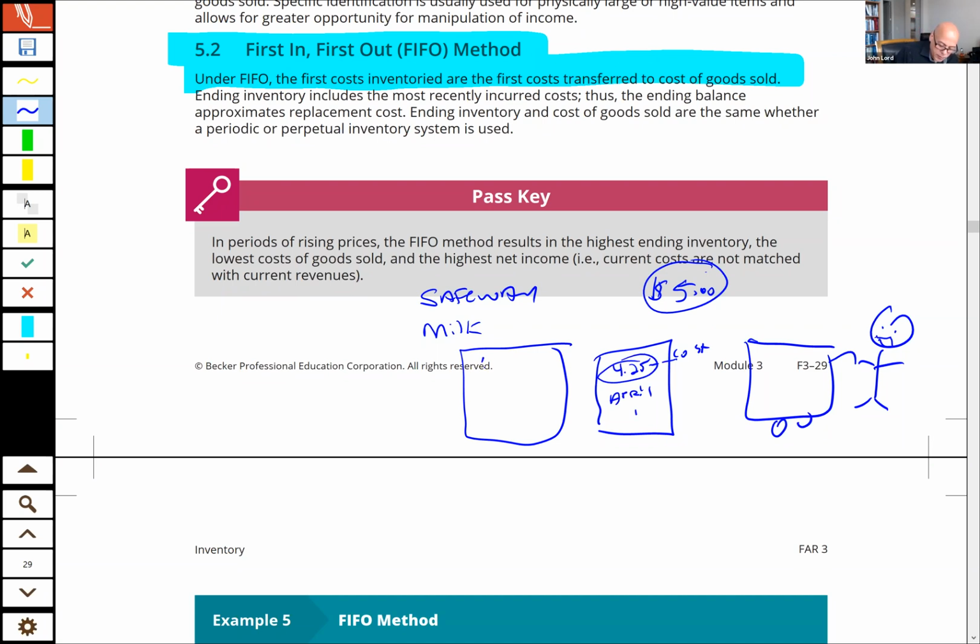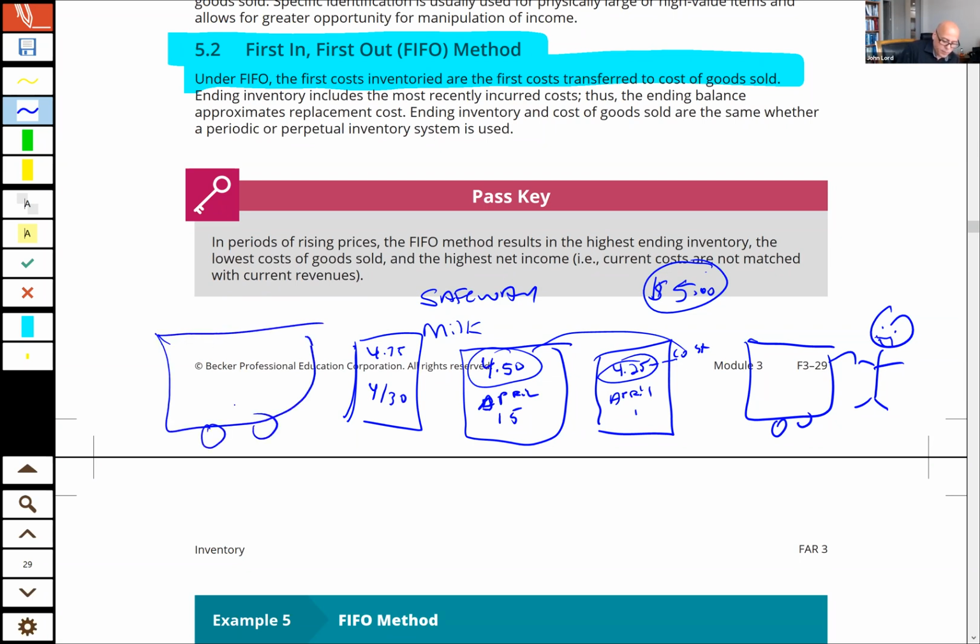Okay. And then there's some in here that cost them $4.50. And let's say they got those on April 15th. Okay. And then they've got some back here in the back of the fridge. Did it cost them $4.75? And we'll say they got those on April 30th. And of course, here's the Safeway truck. Does Safeway have a trucking system? Look out if they get behind you. They will run you over. Safeway's got a huge distribution system.